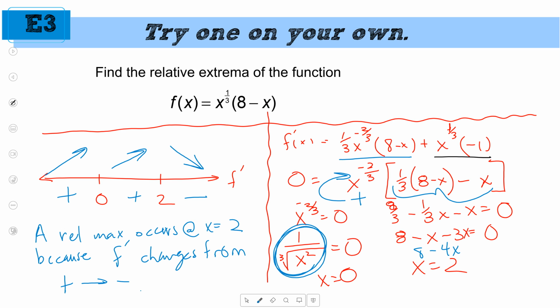Okay, we good? So taking the derivative and finding the critical numbers, in my opinion, is the hard part of this problem. The analysis is pretty straightforward. Testing regions wasn't difficult. Recognizing that 2 is a relative max is.